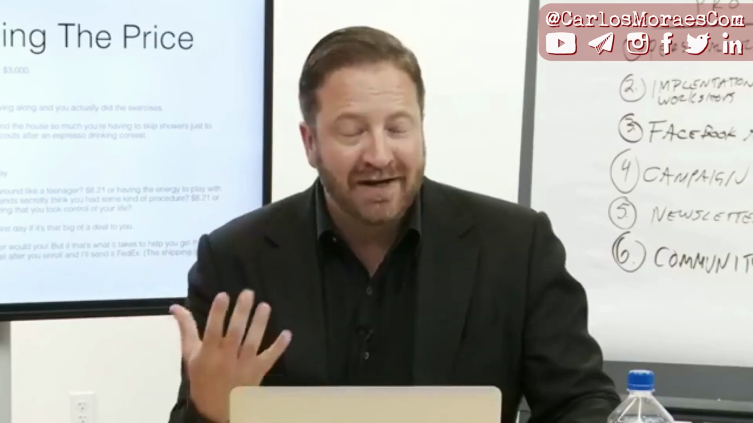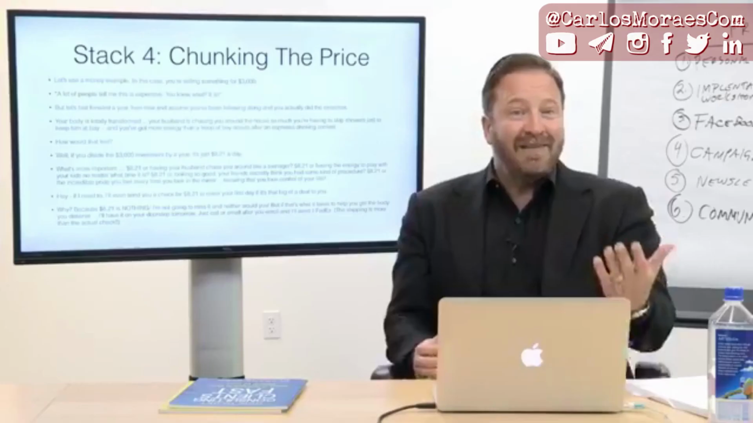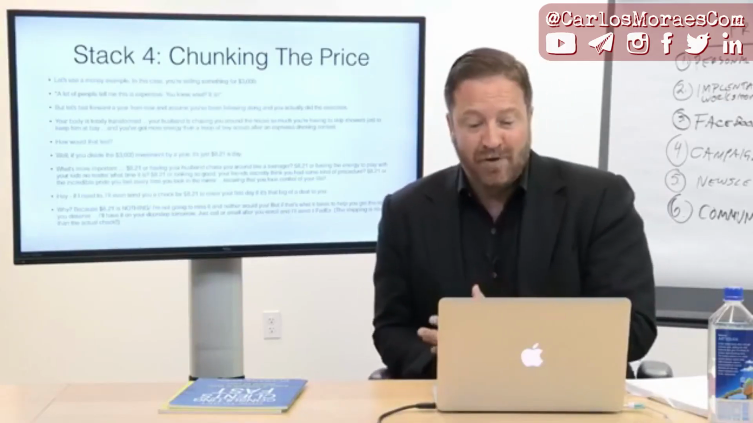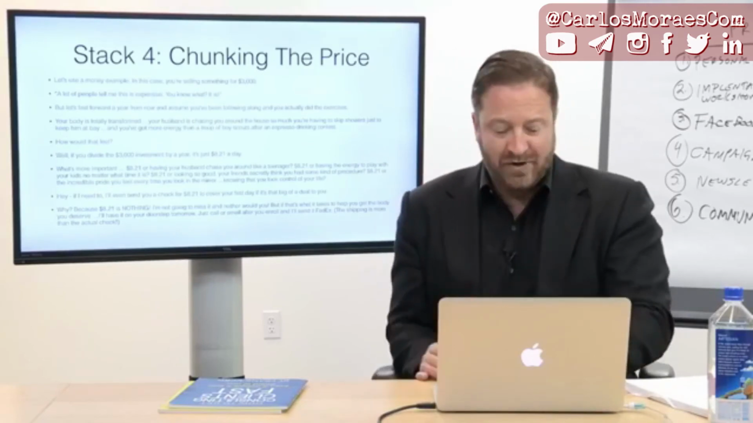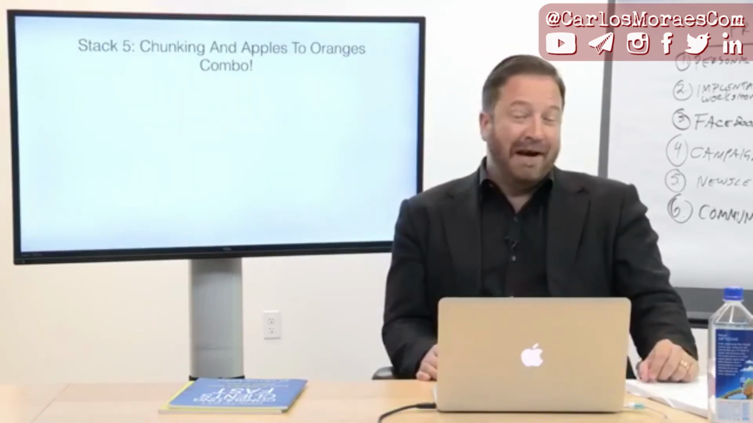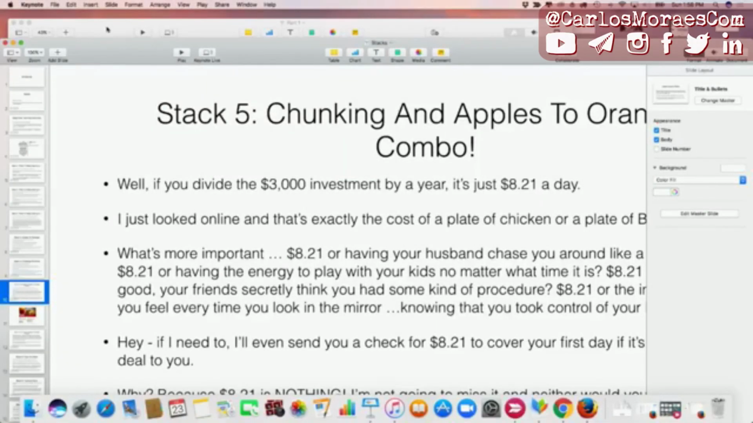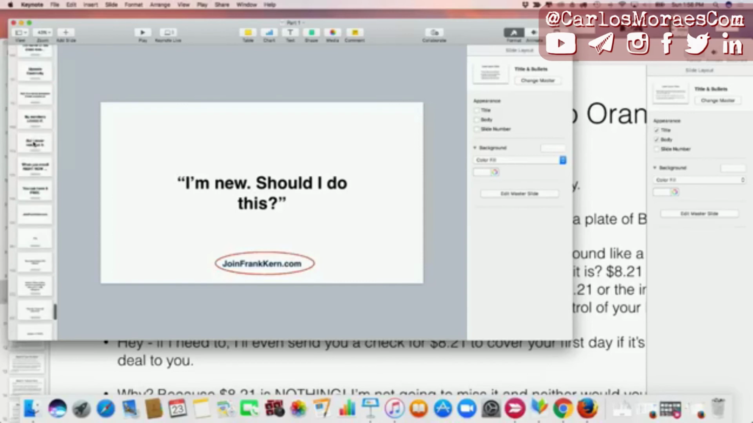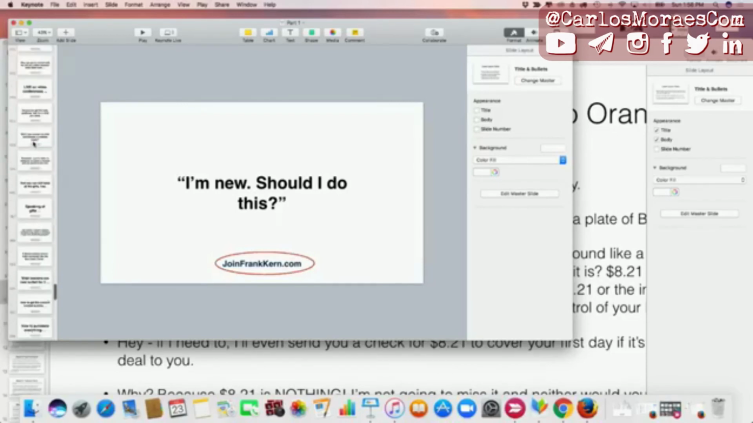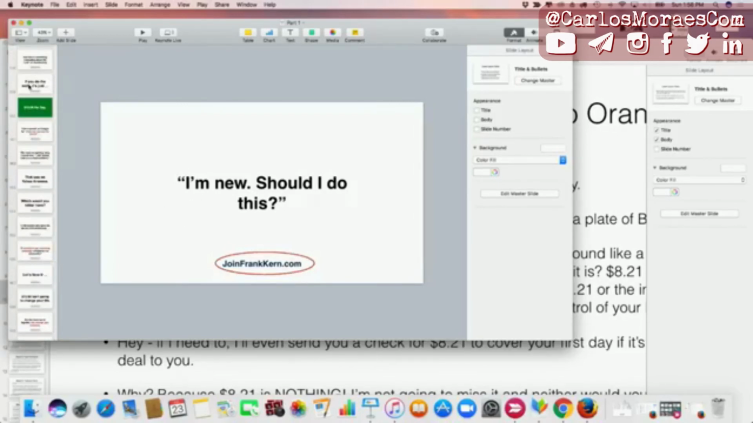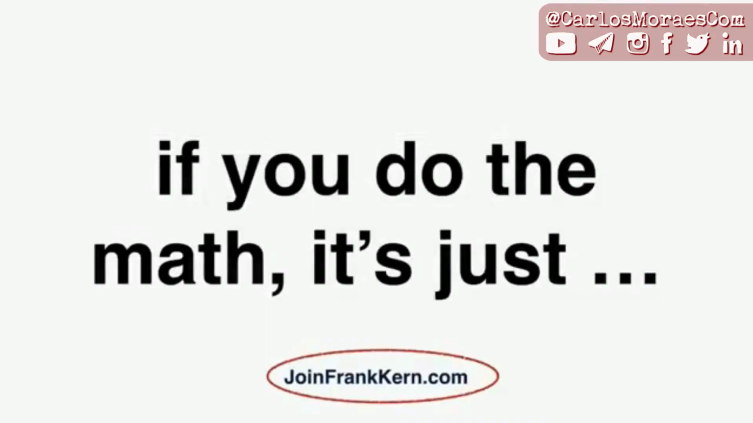So you see how I did that, right? So that is an example of chunking the price and kind of an example of apples to oranges as well. Now what I like to do, my favorite, is chunking an apples to oranges combo together, okay? So in this case, I'll just tell you what I did, right? In fact, let me show you what I did. I'll bring up the pitch. So here's, well, hang on. It's hard for me to find it at the same time. So, boom. Okay. So here's the presentation.